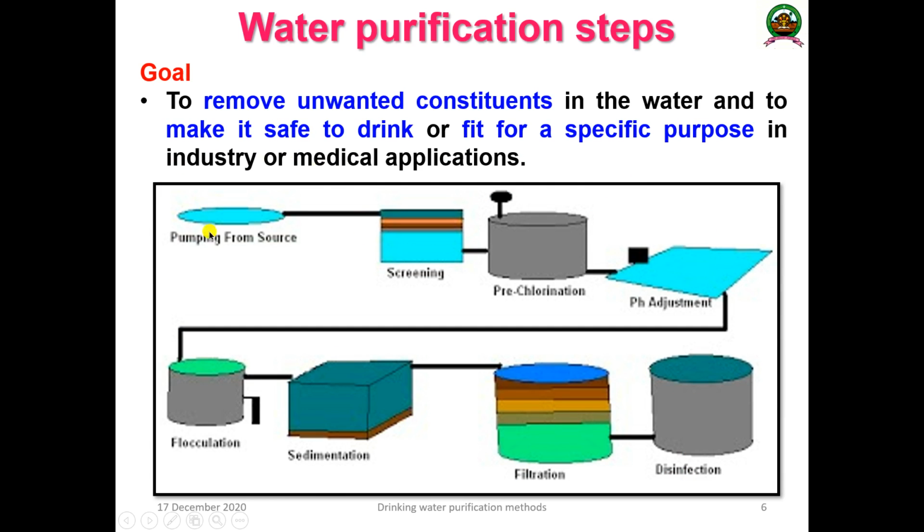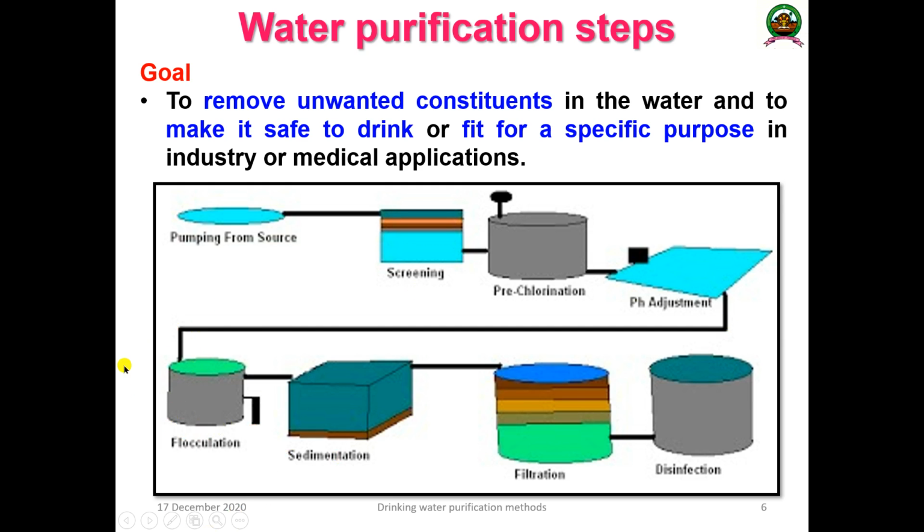The water needs to be pumped from the source, and the large particles and big waste material need to be removed by a process called screening. After that, the screened water needs to be pre-chlorinated. Then the pre-chlorinated water needs to be checked for hydrogen ion concentration, or pH. That pH needs to be adjusted, because pH has a direct connection with the contamination.